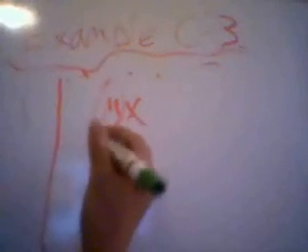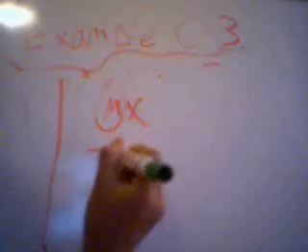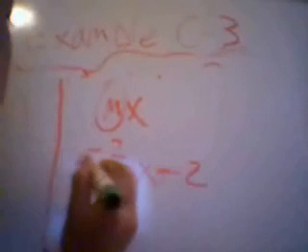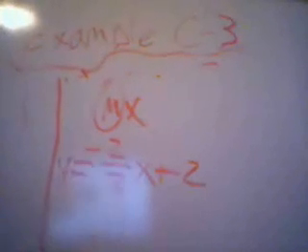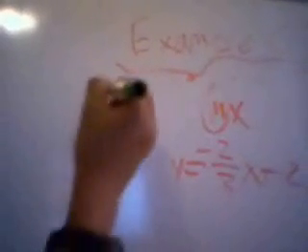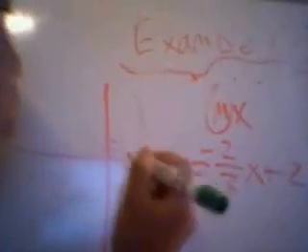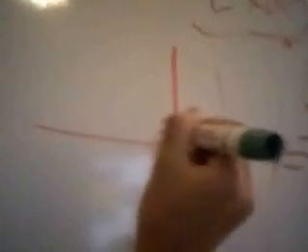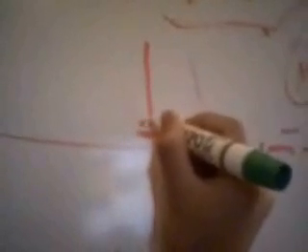When you have, for example, an equation, if you see -2/3x plus 2 all equal to y, this is how you would graph the equation. Now, this is 2 on the y axis. Yes, it is 2. See? 2. So that is where it would cross the line.